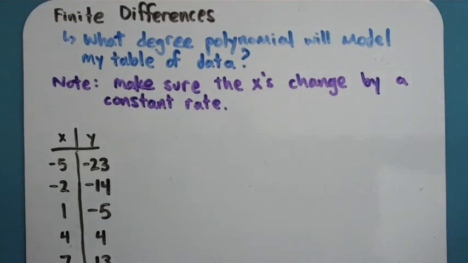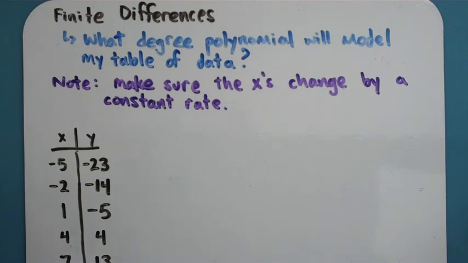In the last video, we learned how we could take a graph and determine what degree polynomial models it by counting the number of turning points or bumps on the graph. In this video, we're going to learn how we can take a table of data, just a standard input-output table, and figure out A, if a polynomial models it at all, so if there's an equation for a polynomial that goes along with the table, and B, we can actually decide exactly what degree polynomial it's going to be.